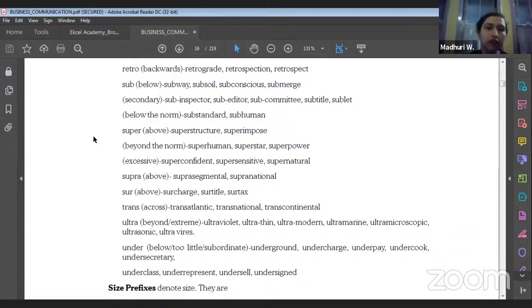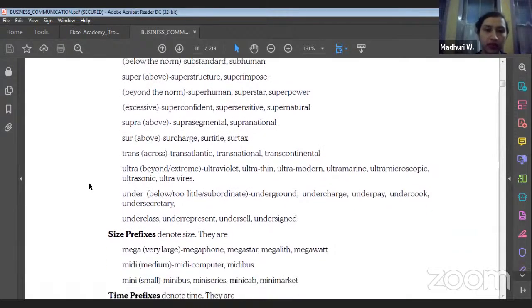Super could be above, beyond the norm, or excessive, like superstructure, superimpose, superhuman, superstar, superpower, superconfident, supernatural, supersensitive, right? So you have different kinds of prefixes like that. So go over this list. This will definitely help.